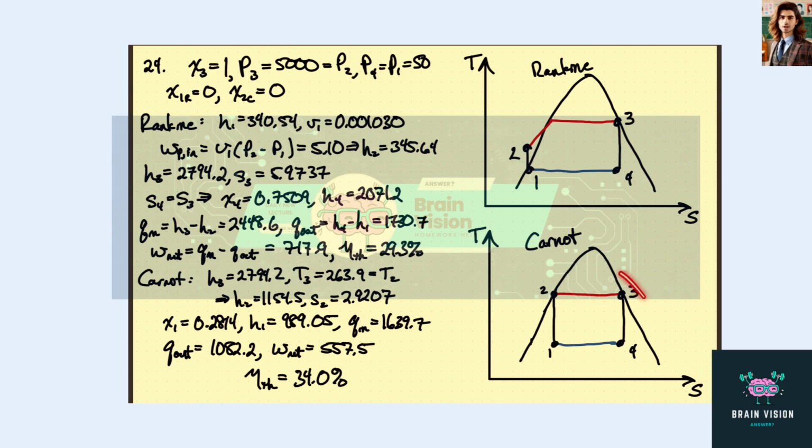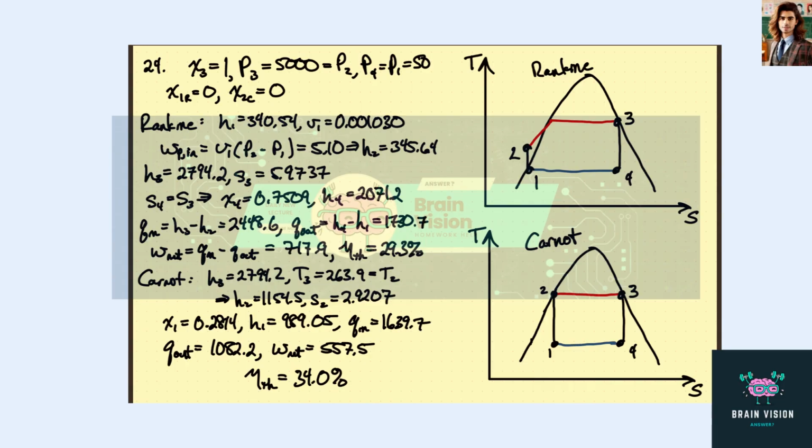So basically, these are just slightly different cycles, and this one is more efficient, but this one is more practical to use. Both of these are ideal, so the pump and the turbine are not going to be isentropic. These are not going to be vertical lines, regardless of what you do.